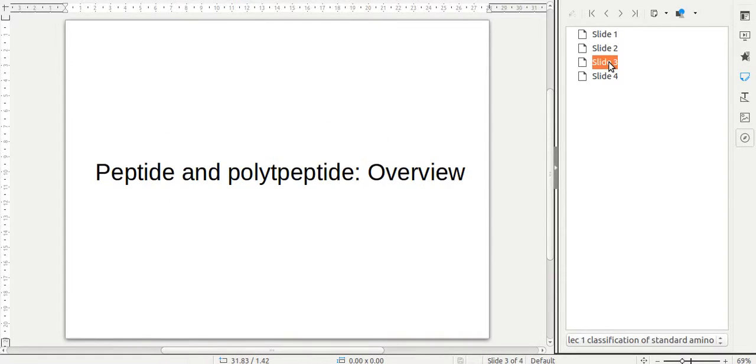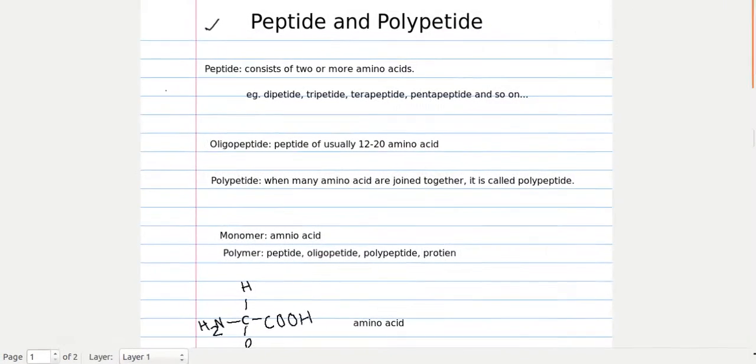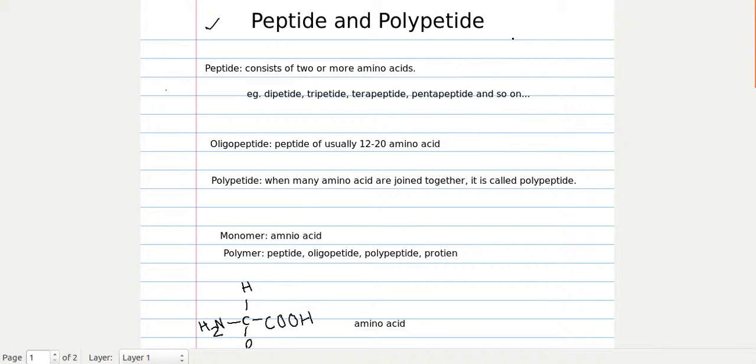So, the topic for today's lecture is peptide and polypeptide overview. Today we will try to learn the two terms, peptide and polypeptide, and what is the difference between these two terms. A peptide consists of two or more amino acids. When two or more amino acids, amino acid 1 (A1), amino acid 2 (A2), and A3, are attached together, this is termed a peptide.